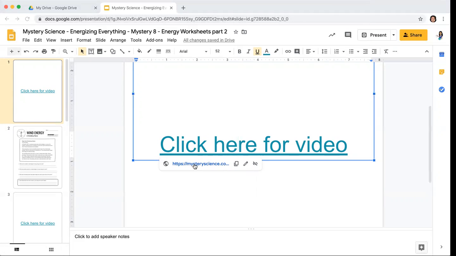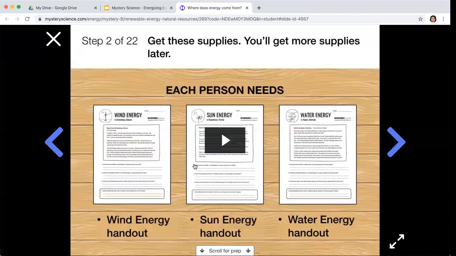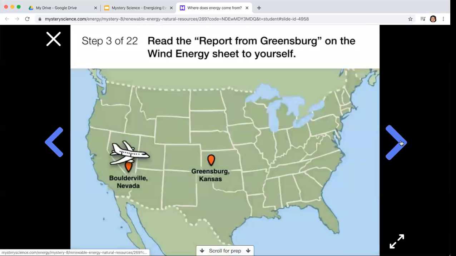So let's watch a little bit of it so you know exactly what you need to look at. So here are the worksheets. So wind energy is for today, sun energy is for Thursday, and water energy is for Thursday. Okay? So you'll start on step 3.